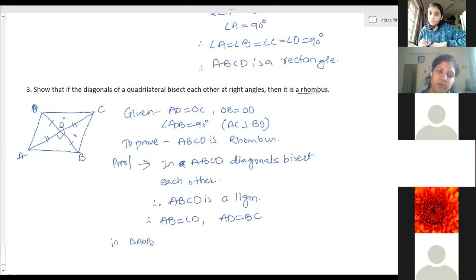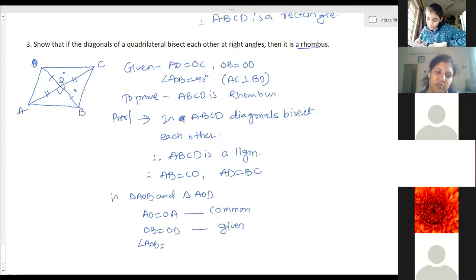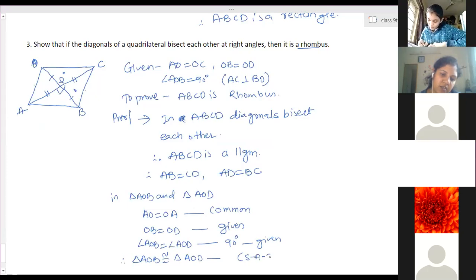In triangle AOB and triangle AOD, any two congruency you can prove. Daphne has shown COD and COB, that you can also prove. In this one, OA is equal to OA, common. OB is equal to OD, given. And angle AOB is equal to angle AOD, both 90 degrees, given. Therefore, triangle AOB is congruent to triangle AOD by SAS congruency.